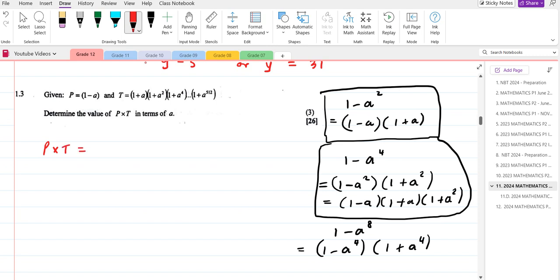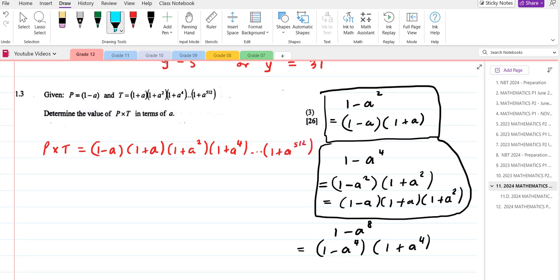Remember, we're going to take this P and multiply by this T. So it's 1 minus A into 1 plus A into 1 plus A squared into 1 plus A to the power 4 dot dot dot 1 plus A to the power 512. Now you need to just look at the last number, 512.